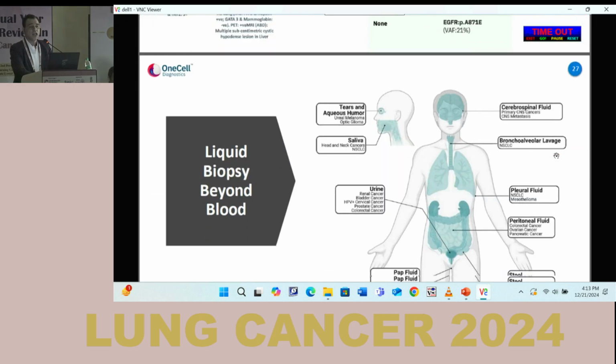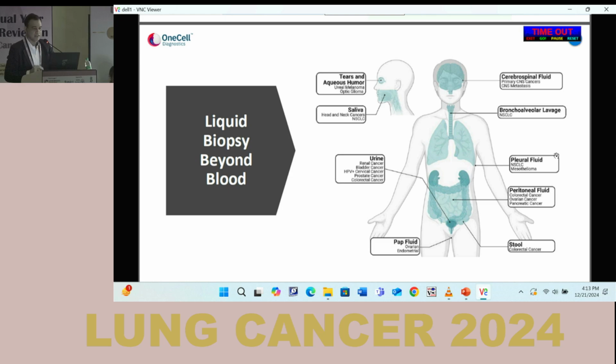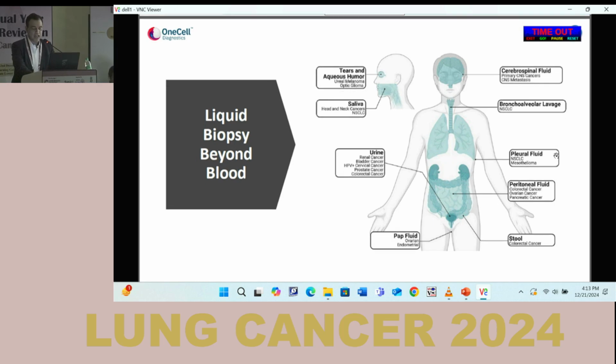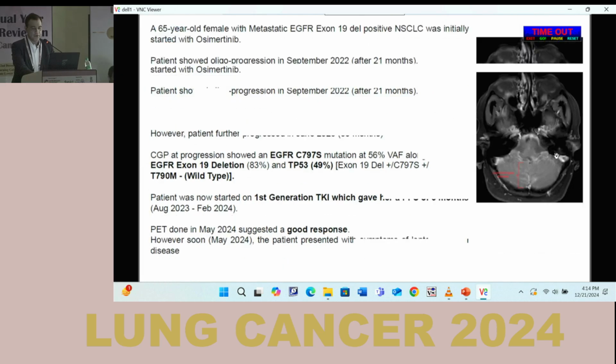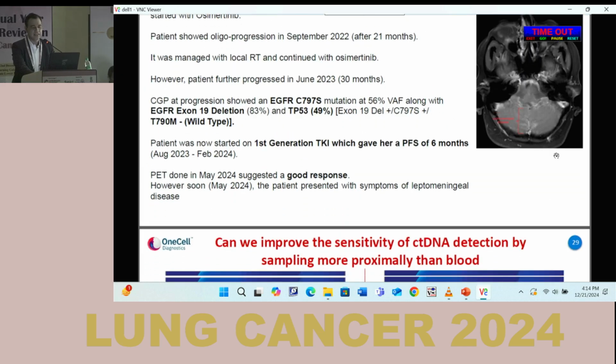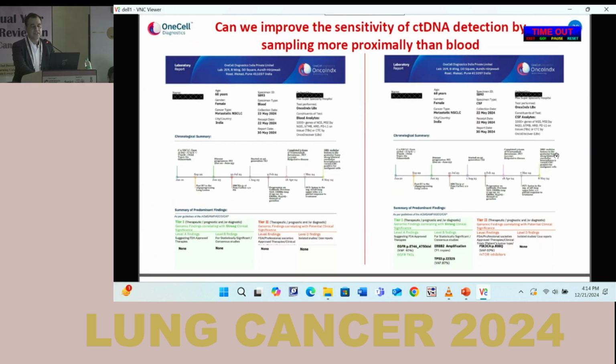And I also want to highlight, in just another 30 seconds, liquid biopsy beyond blood. We know there are other body fluids, including saliva, CSF, urine, etc., and they play an important role in how that increases the sensitivity of the liquid biopsy. Just one case here, showing increasing sensitivity.